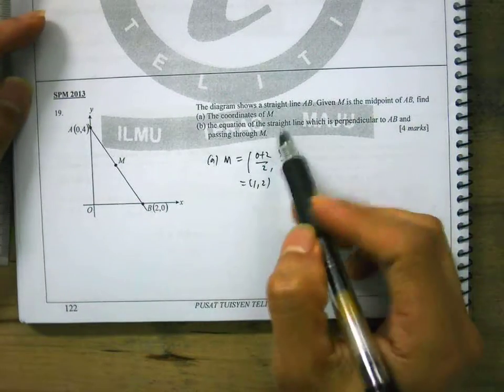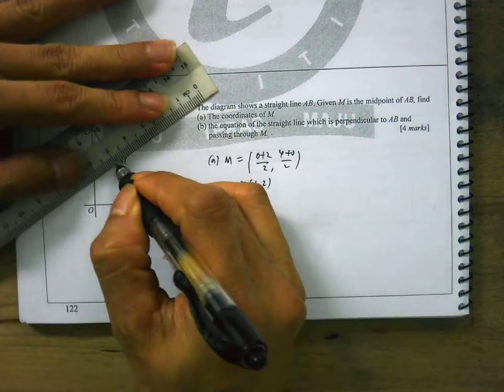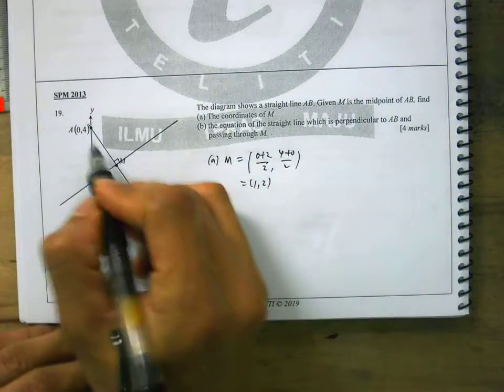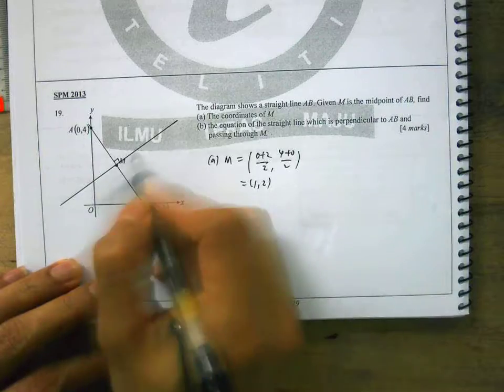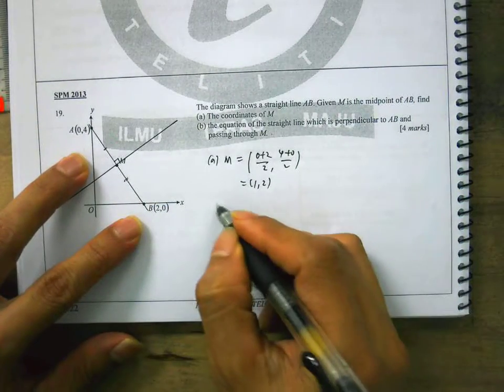Now, what is a perpendicular bisector? You're finding the equation of the straight line perpendicular to AB passing through M. It's a perpendicular bisector. A perpendicular bisector is a line that passes through the midpoint of a given line and is perpendicular to it. So this is equal length. This is perpendicular. First, we need to find the gradient of AB.